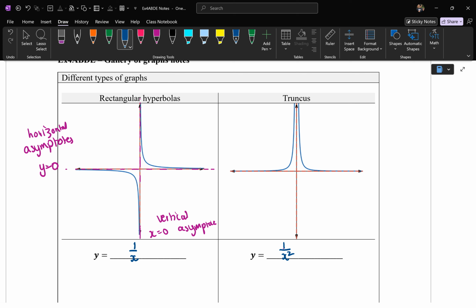But they both share one very similar thing. They both have asymptotes. Yeah, because you can't ever do 1 divided by 0. If you can't do 1 divided by 0, so x equals 0 does not have a solution. And you can never do 1 divided by a number that will get you y equals 0. So they both have an asymptote. So right here, y equals 0 asymptote. And they also have x equals 0 asymptote.